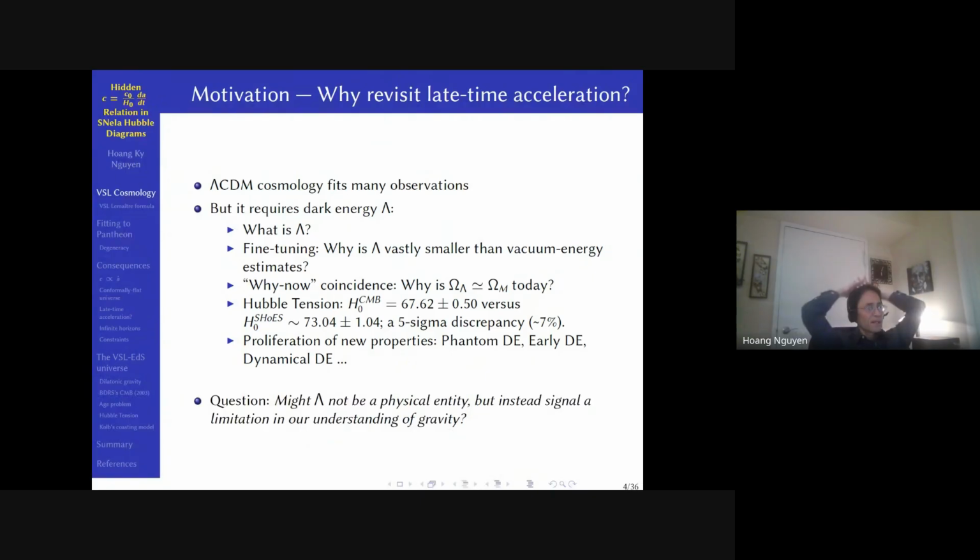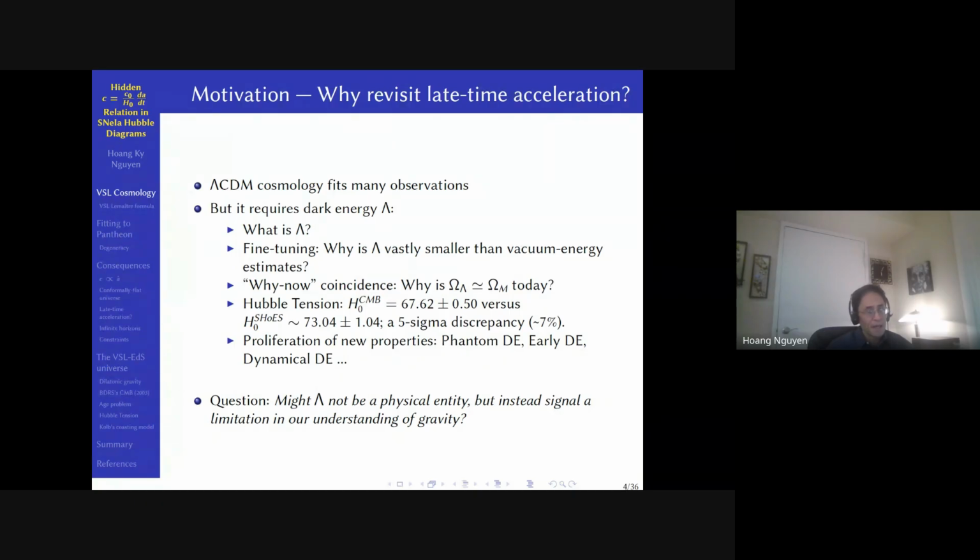We know by now that lambda CDM cosmology can explain a lot of observations in cosmology in general, from late time, early time, and many things. But also we know that it requires an important component, that is the dark energy. Of course, dark energy will come with a heavy price. First of all, what is dark energy? Nobody knows what it is yet. We also have the fine-tuning problem. We also have a why now problem.